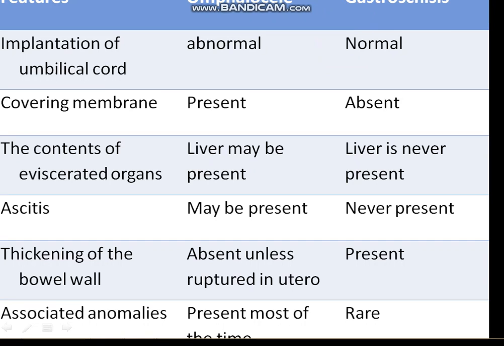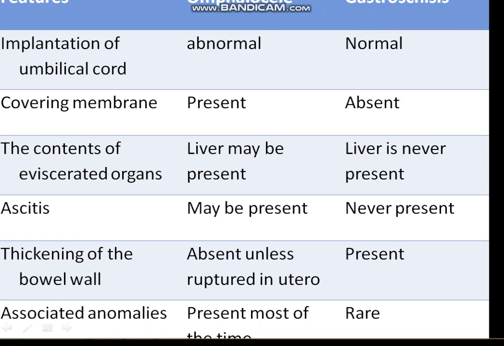The contents of the eviscerated organs. ഓംഫലോസീലിൽ ഹെർണിയേറ്റഡ് ആയിട്ടുള്ള ഓർഗൻ കാണുന്നത് മെയിൻലി ലിവർ ആണ്. ലിവർ സ്പ്ലീൻ ഒക്കെ ഉണ്ടാവാം. മറ്റിടത്ത് liver is never present. Ascites may be present in omphalocele. It is never present in gastroschisis.